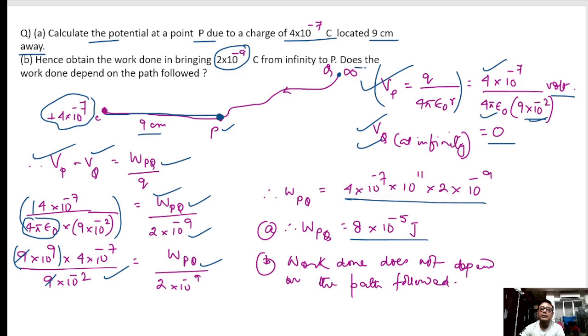Does the work done depend on the path followed? Work done is a scalar quantity. It will not depend on the path followed. It depends only on the initial and final states. It does not depend on the path followed. Clear?